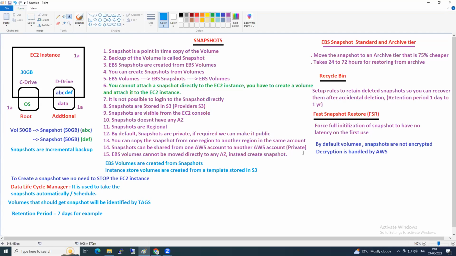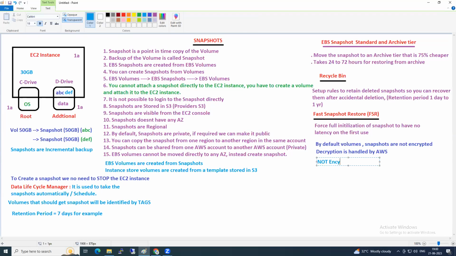Now tell me, you have something which is not encrypted, and when you create something from that, will it be encrypted or not encrypted? You didn't listen to the question properly. I have something which is not encrypted, and I create from it. Will this be encrypted? Not encrypted only. Because your source is not encrypted, your destination is also not encrypted. And if the source is encrypted, the destination is encrypted.